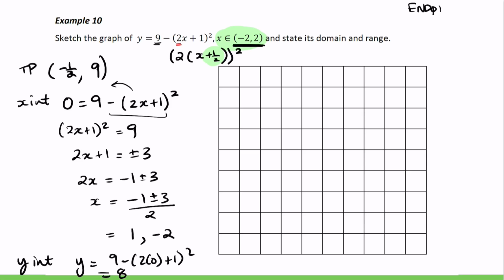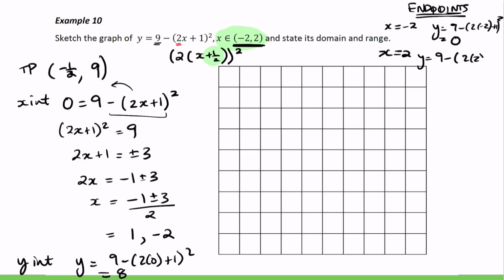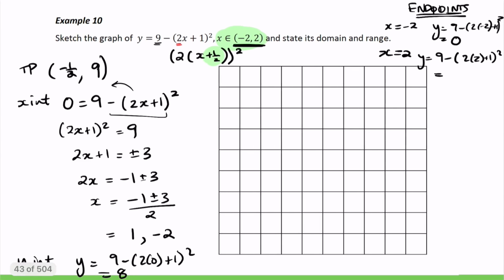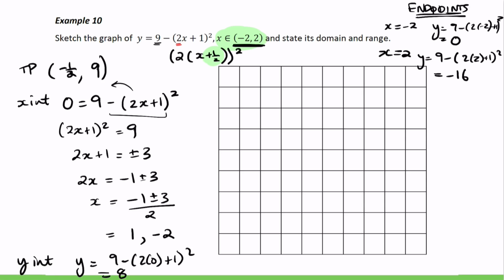I'm going to complete that in this little corner. So when x is equal to negative 2, all I need to do is just substitute that in. So 2 times negative 2 is negative 4, plus 1 is negative 3, and that all squared is 9. 9 minus 9 is 0. We already know that x equals negative 2 is also an intercept, so that makes sense that it's 0. Then the other endpoint is that x is equal to 2, so 9 minus (2 times 2 plus 1) all squared. 2 times 2 is 4, plus 1 is 5. 5 squared is 25, and then 9 minus 25 is going to be negative 16. So that's my other endpoint.